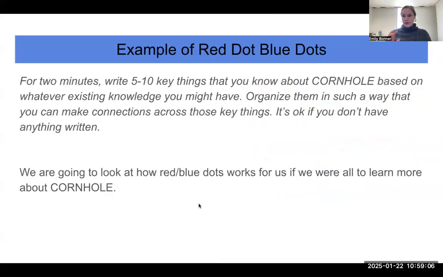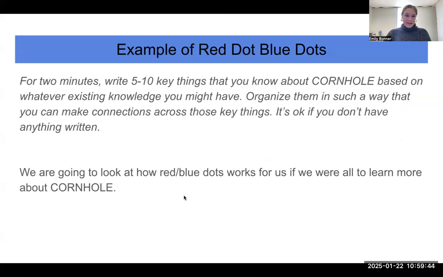I want to stop here and have you work with a little example. I want you to pause the video, and for 2 minutes, you're going to write 5 to 10 things, or really as much as you want, that you know about cornhole. Whatever existing knowledge you might have about cornhole, I want you to write that down and maybe organize it in some kind of way that you can make connections across. In whatever way makes sense to you, there's no right or wrong answer to this. If you don't know what I'm even talking about with cornhole, then maybe that's what you write down, something you think it might be. So pause the video for 2 minutes and write those things down.